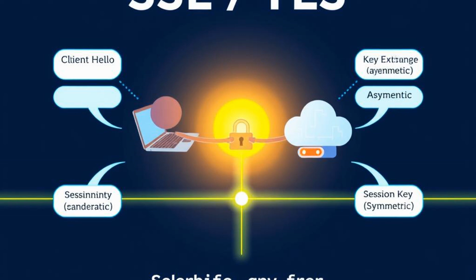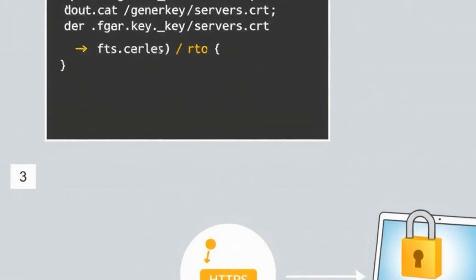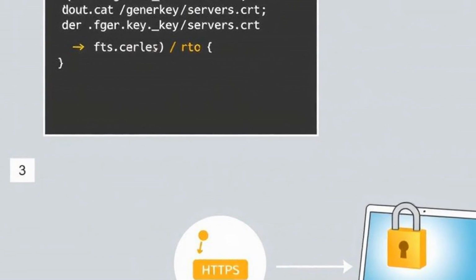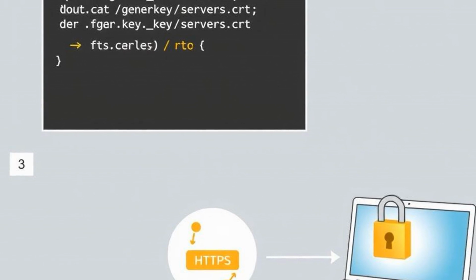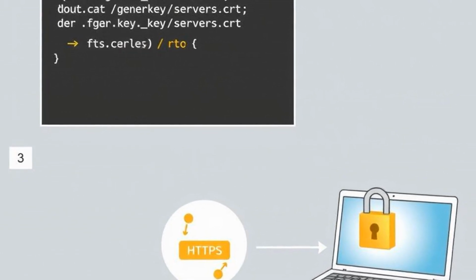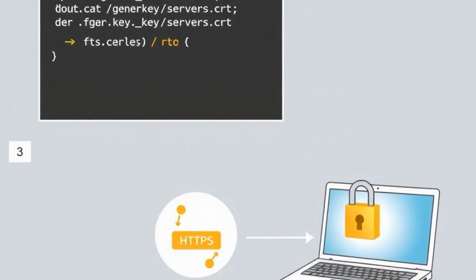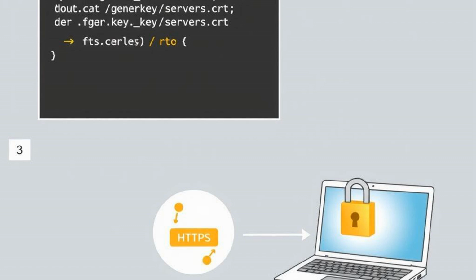When your client, like a web browser, attempts to connect to a secure server, think HTTPS, they perform a series of steps to establish trust and create an encrypted channel. First, the client and server exchange "hello" messages to agree on encryption protocols. Then, the server presents its digital certificate, which contains its public key and is signed by a Trusted Certificate Authority, CA. The client verifies this certificate to confirm the server's identity.